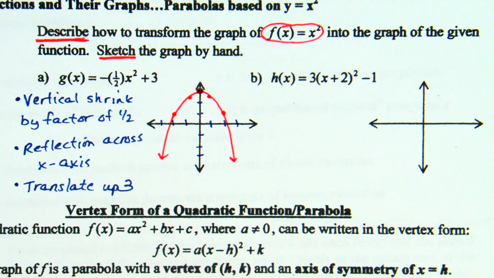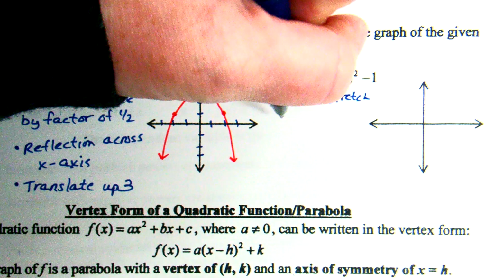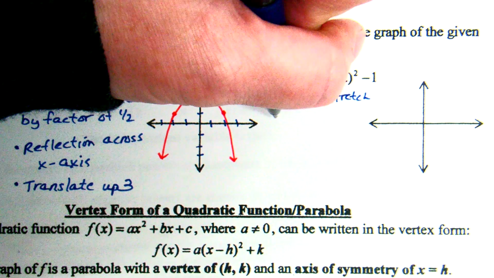Vertical. Valid point, vertical stretch, yes, just because a horizontal stretch works totally different, and we don't usually see those very often. We usually convert and do verticals. Okay, so vertical, and why was it a stretch? Because that 3 is greater than 1.